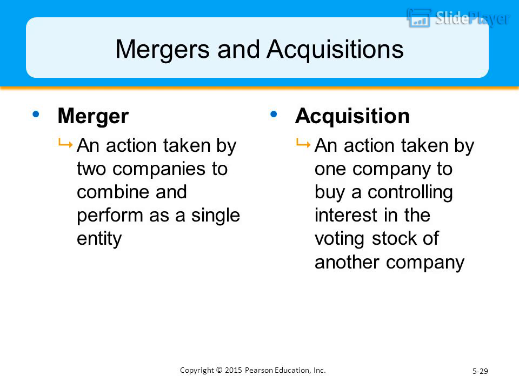Mergers and acquisitions. An action taken by two companies to combine and perform as a single entity. Acquisition. An action taken by one company to buy a controlling interest in the voting stock of another company. If a company determines that it doesn't have the right mix of resources and capabilities to achieve its goals and doesn't have the time or inclination to develop them internally, it can purchase or partner with a firm that is what it needs. Businesses can combine permanently through either mergers or acquisitions.